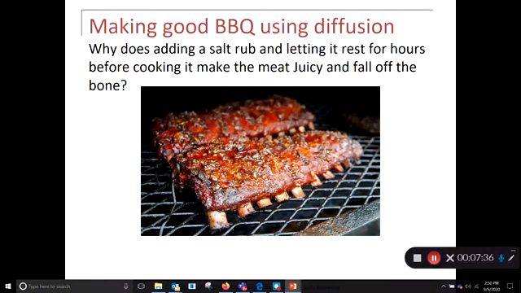Anyways, when you put a salt rub onto a slab of meat, you have to let it rest for hours, or else it's going to turn out really bad. It's going to come out dry. It's going to taste gross. But after hours and hours of letting it marinate with that rub, the meat becomes really juicy and falls off the bone. Any idea how? Well, we're going to go over a few things on how this works: diffusion, how osmosis works, and what osmolarity is, and that should help you know how this happens.